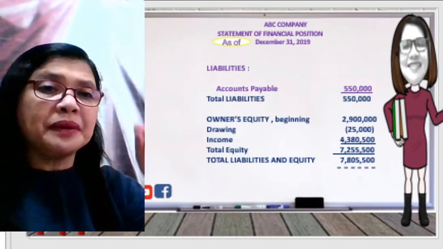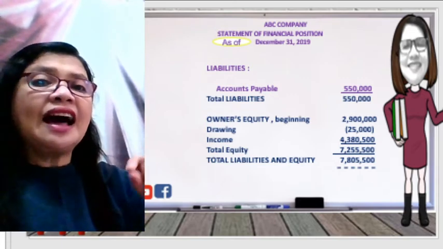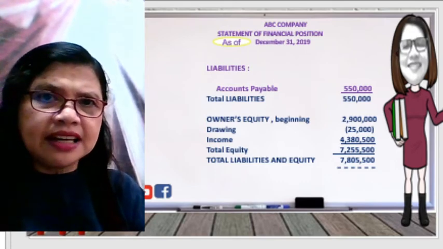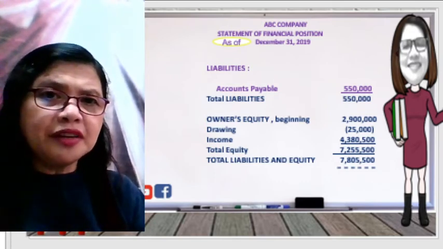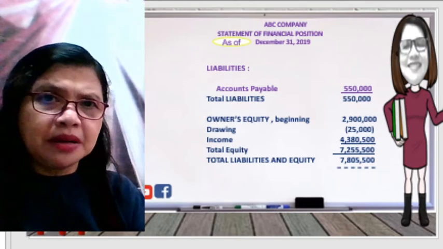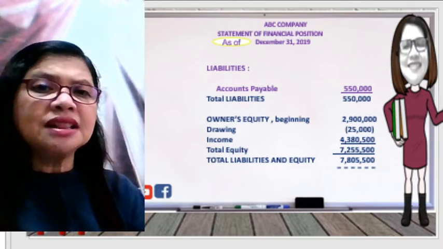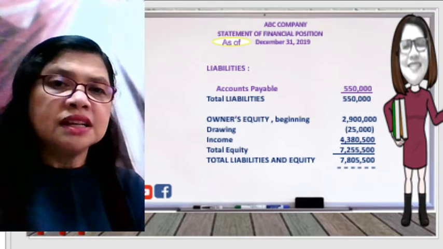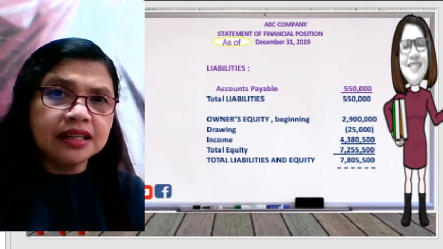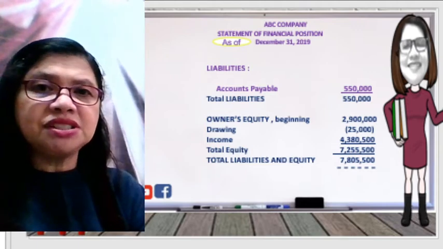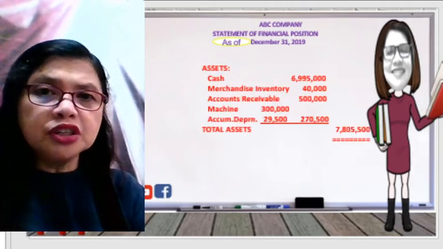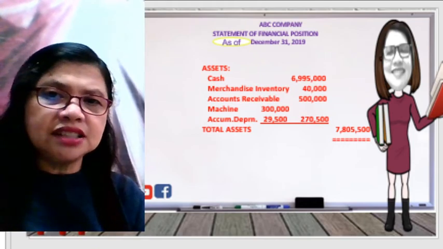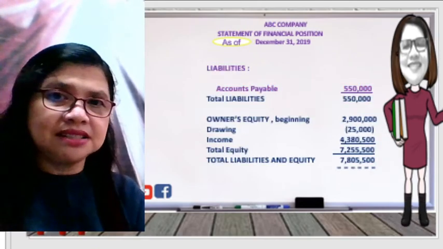So we always prepare the income statement ahead of the balance sheet. So now we have the equity again, 7,255,000 plus the accounts payable. So we get a total liabilities and equity of 7,805,500, which is equal to, of course, your assets. Okay? See to it that your assets equal your liabilities plus equity.